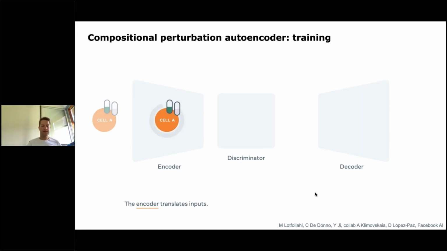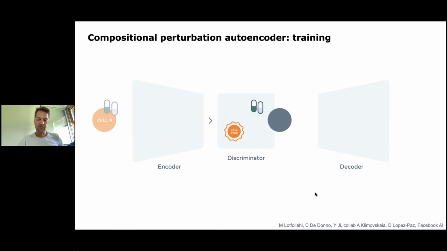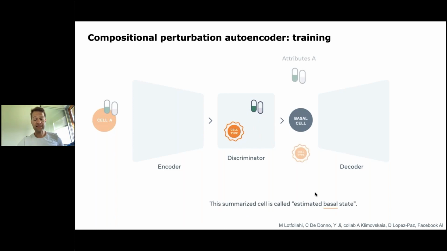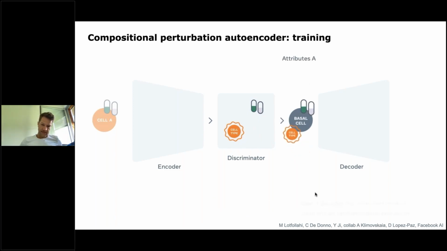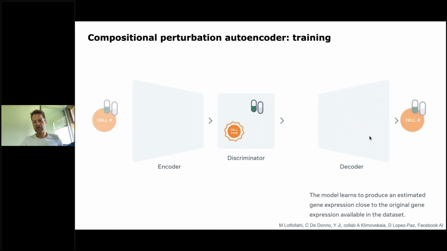Essentially, we take a cell and encode it just as we did before. Then we add a discriminator that removes the impact of this particular cell type as well as a drug from that cell, and you get a basal cell state that is then added back again and decoded to give you gene expression again. Then your loss function adds this discriminator loss to the reconstruction loss.